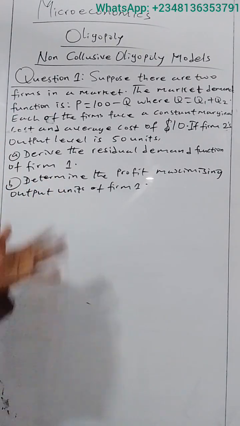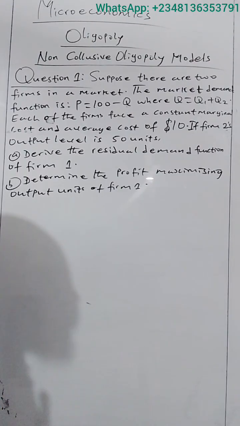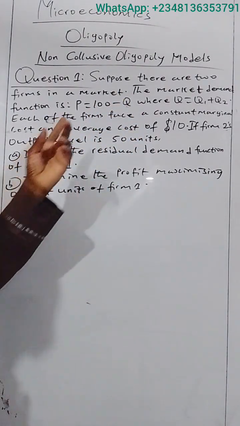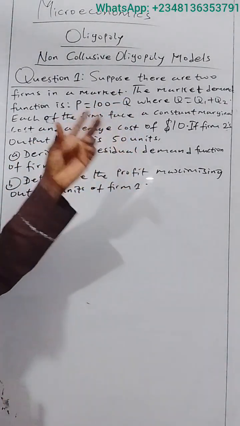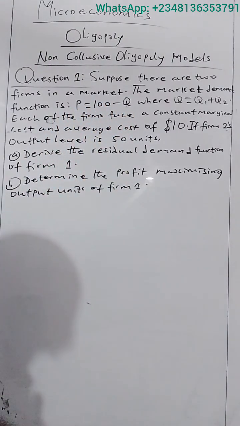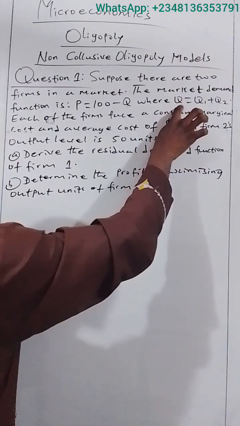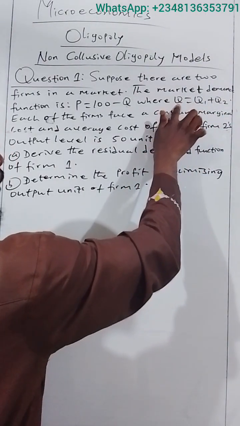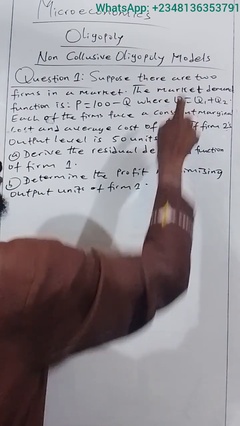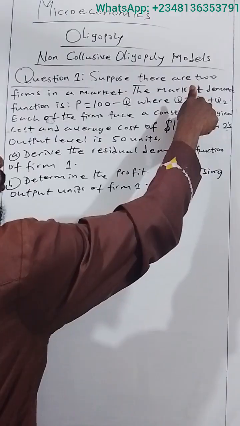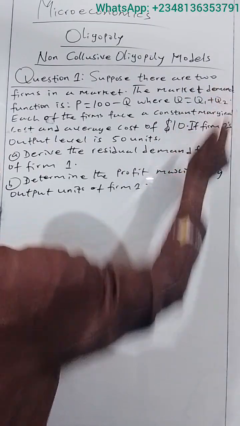In this class, I'll be solving this question on the non-collusive oligopoly model. So here is question one. Suppose there are two firms in a market. The market demand function is P equals 100 minus Q, where Q is equal to Q1 plus Q2. Q is the total output in the market, where Q1 is the output of firm 1 and Q2 is the output of firm 2.